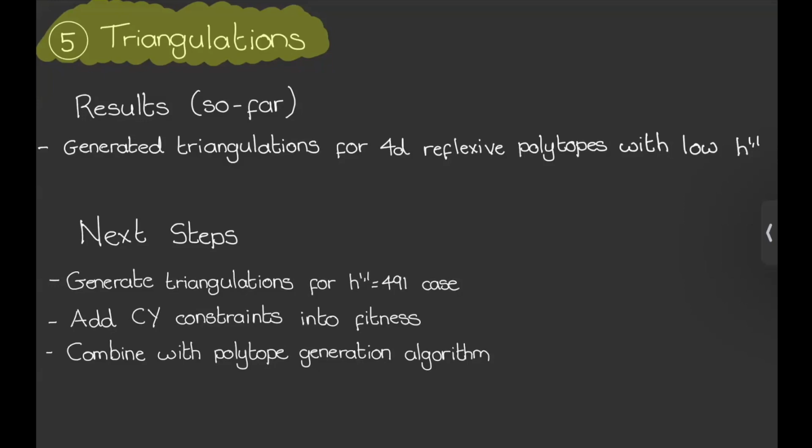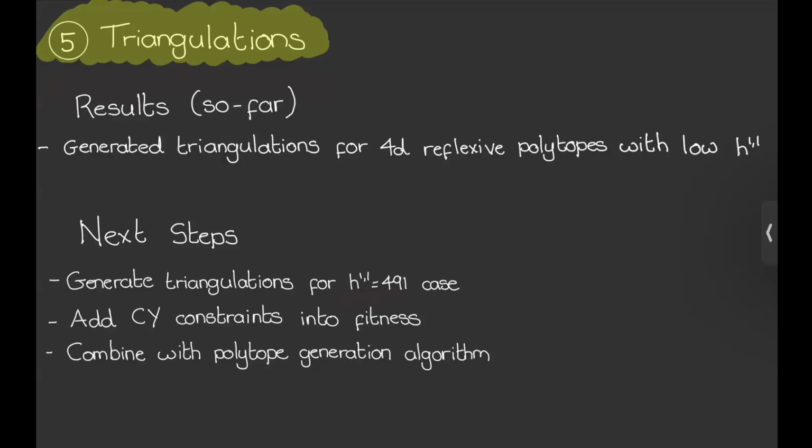The largest reflexive polytope in 4D has Hodge number h11 equal to 491. And this one is very important in the string landscape because it basically dominates the number of triangulations. There isn't an exact number known, but it's believed to be so large that most of the Calabi-Yaus you have in at least the KS database come from this 491 case. So this is studied a lot. So we want to see if we can generate triangulations for any polytope, including 491.